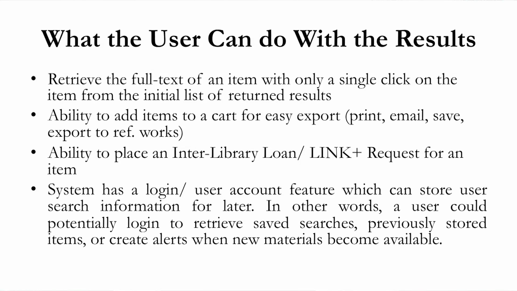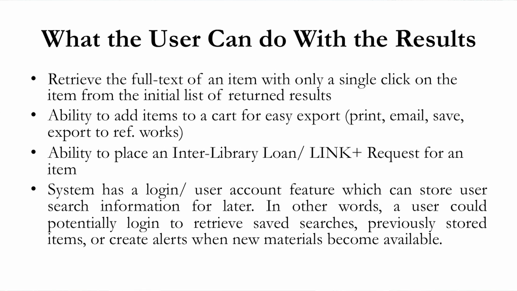Then when a user gets the search results, there should be some kind of facility whereby these results can be further value-added by the user himself through this discovery platform. So these are some of the points: it should allow retrieving the full text of an item with only a single click on the item from the initial list of returned results, and the ability to add items to a cart for easy export, print, mail, save.